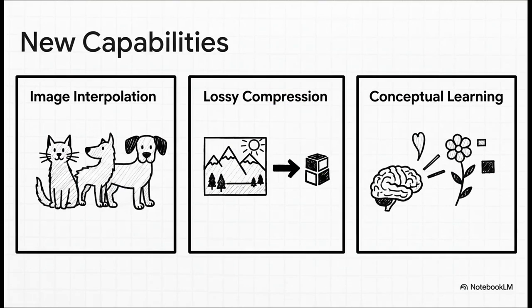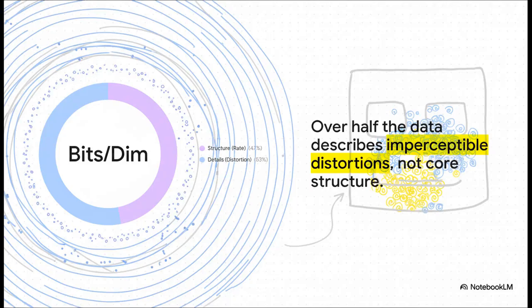The model was also amazing at things like interpolation, where you can smoothly morph one generated face into another. And because it's so good at separating the important parts of an image, the signal, from the unimportant parts, the noise, it pointed towards a powerful new way to compress images. It showed the AI wasn't just memorizing pixels, it was gaining a real conceptual understanding of things like hairstyle and facial expression.